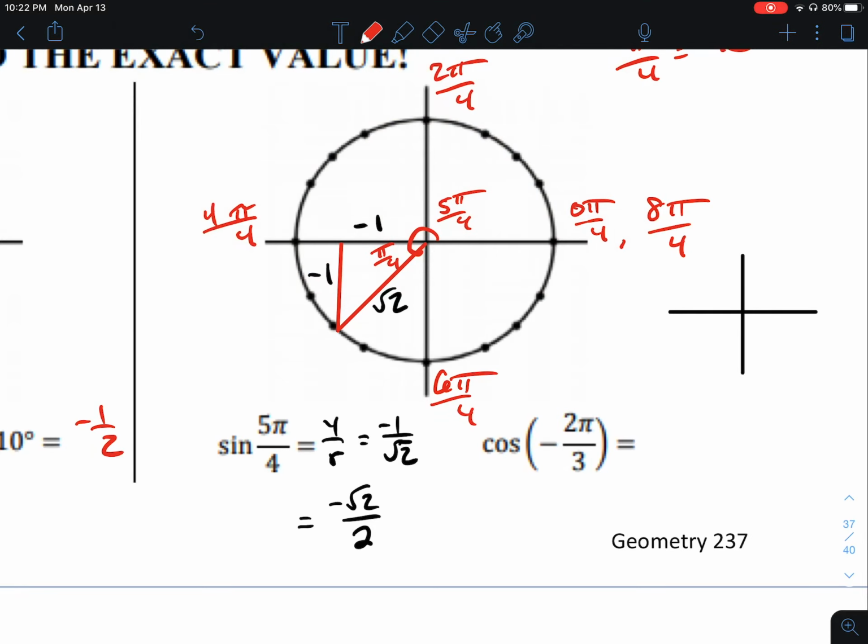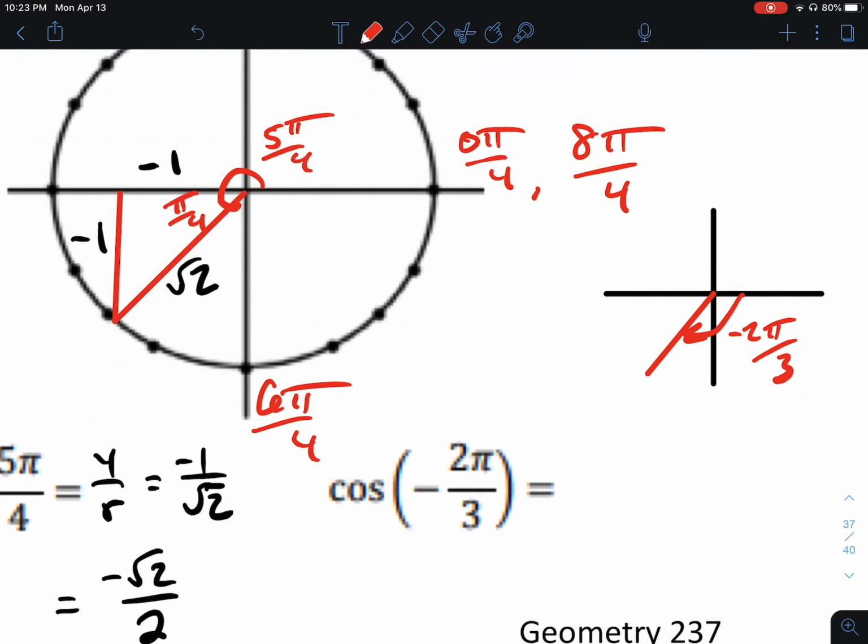Negative 2/3 pi is going to fall in here. So let's discuss. Pi is 180, so negative pi is from here to here. This is 2/3 of the way from here to here, which means we are missing a third of pi.